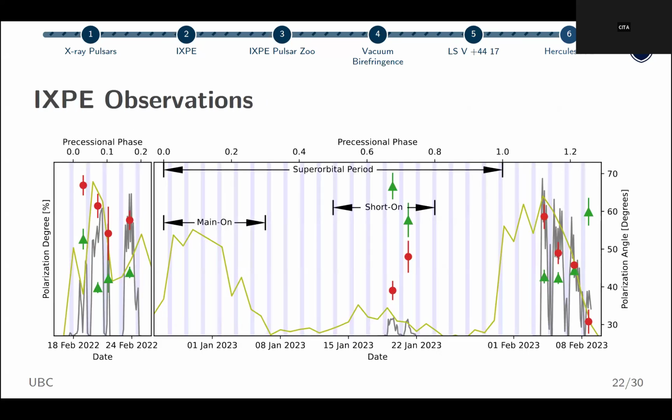So we looked at this with IXPE. We had observations not long after launch, like 3 months later, and then again a year later. What's shown here is the IXPE flux in gray. This is just the RXTE flux, just a heuristic to show you. And we observed it in the short on and the main on in 2023, and in the main on, the brighter stage, in 2022.